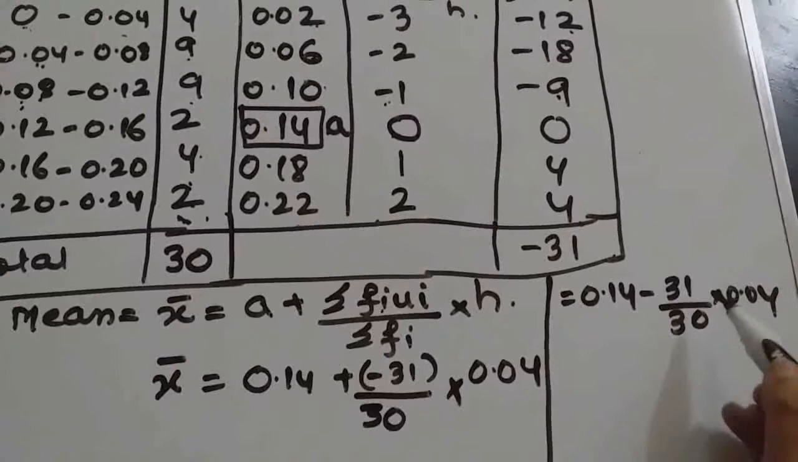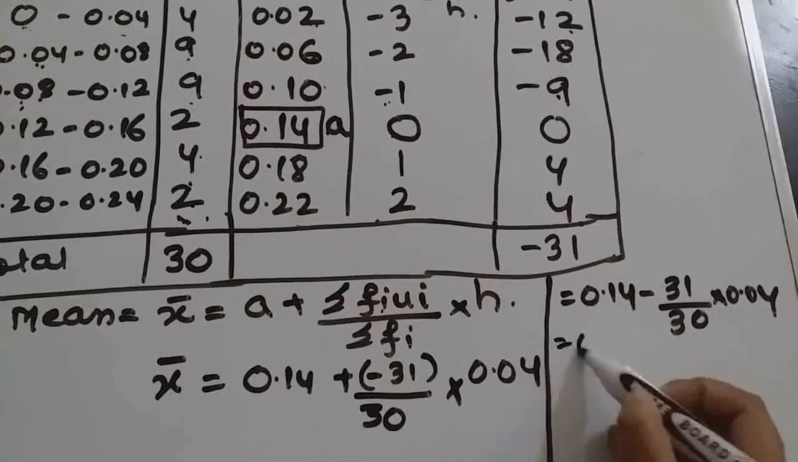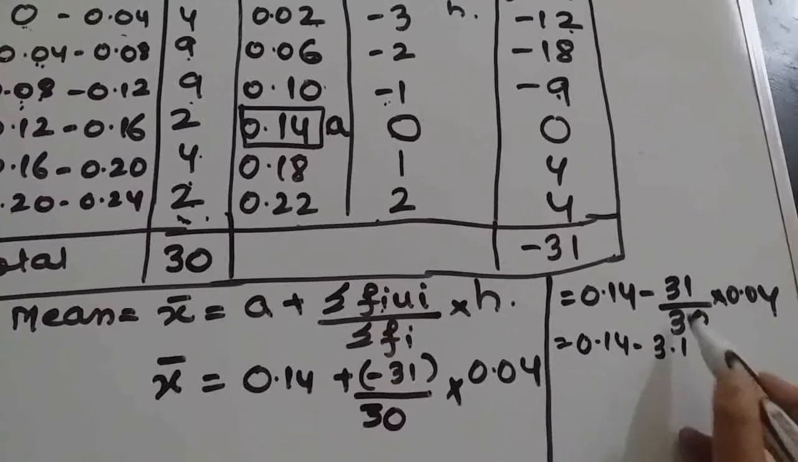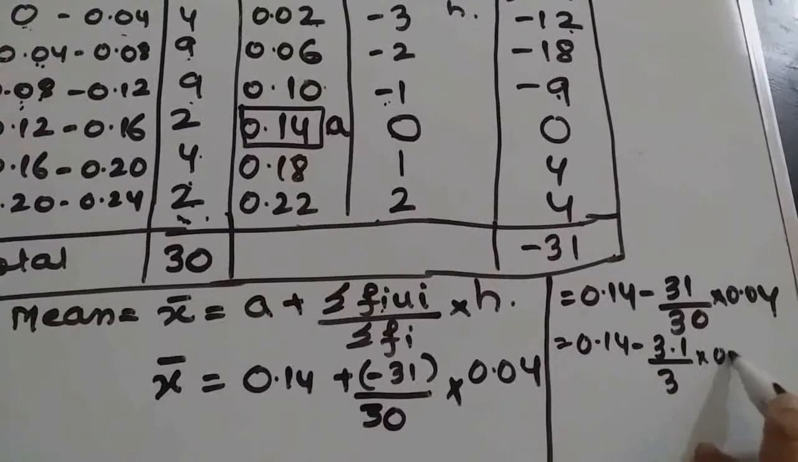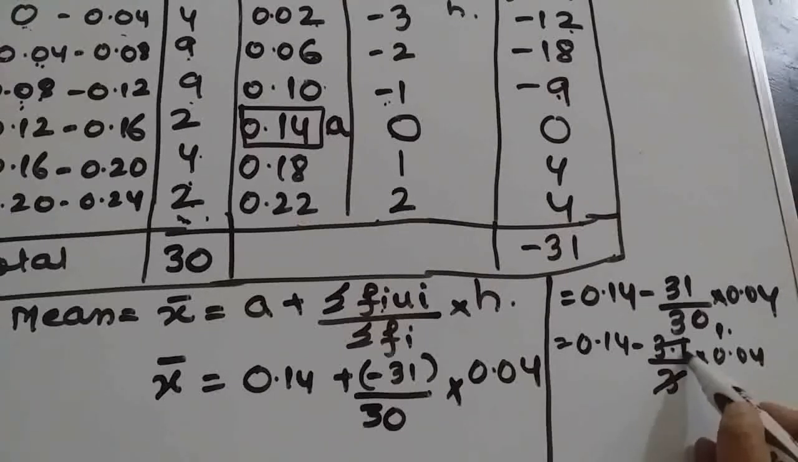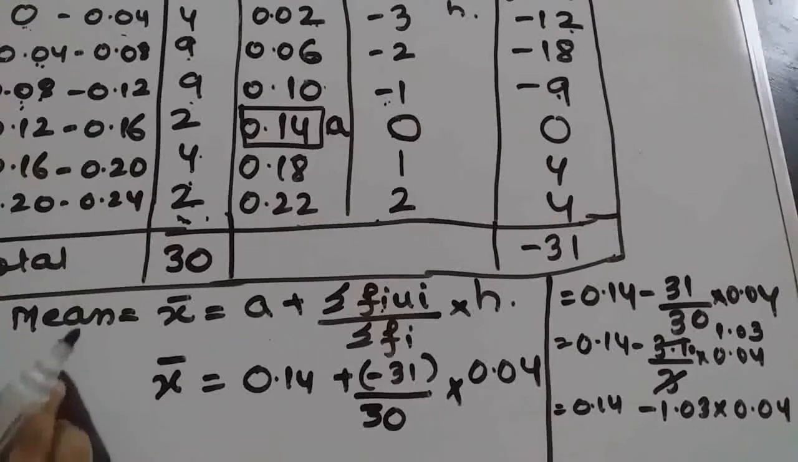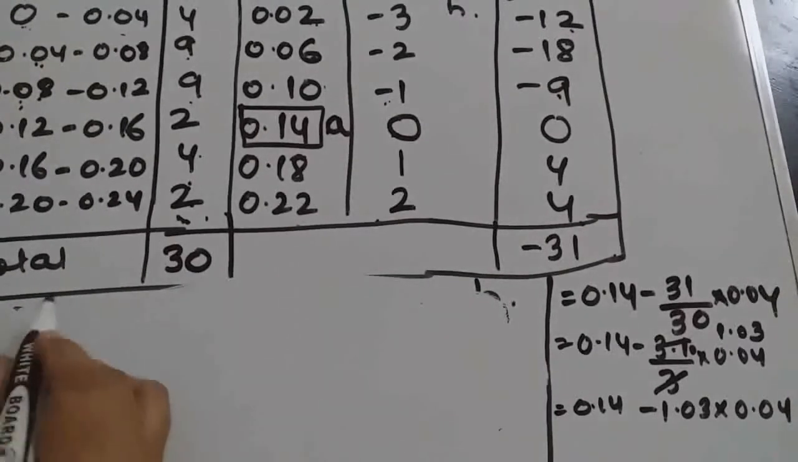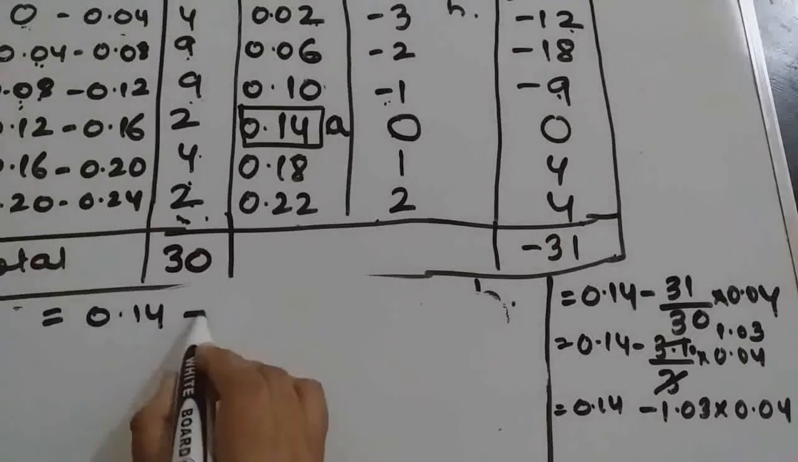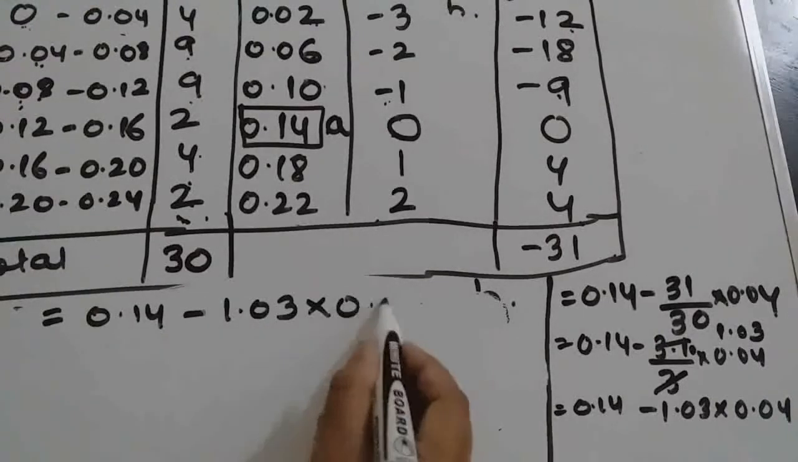Okay, so here see what we can do. We'll remove one zero here, from 0.14, and we'll add one decimal in the numerator. Now we can cancel these. 3 ones are 3. Okay, a decimal is there, and then 1 we won't go with 3, so we'll put 0. Here also we'll put 0. 3 threes are 9. So 1.03 we can write. 1.03 into 0.04. So 0.14 minus 1.03 into 0.04.